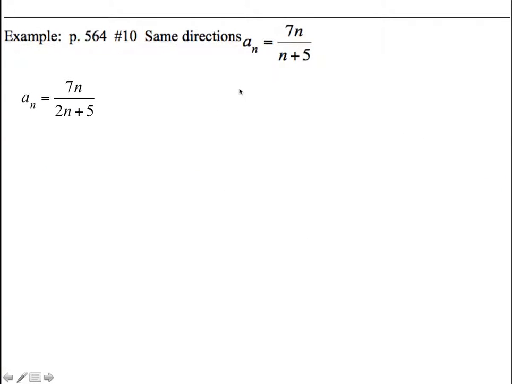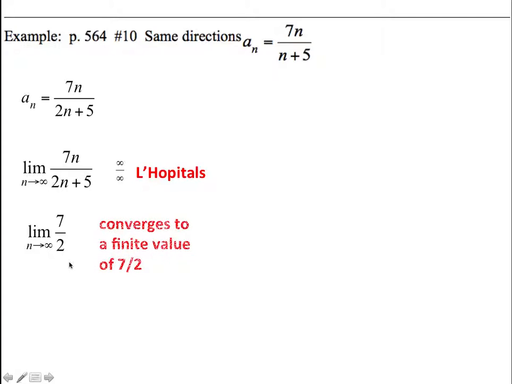Here's another sequence, 7n over n plus 5. Let's go ahead and take its limit to see if it converges or diverges. So I'm going to set up the limit as we take our terms out to infinitely many terms. I do a quick check to see if I have an indeterminate form, and I do. So I know I need L'Hopital's, so I take the derivative of the top and the derivative of the bottom, and I get 7/2. So this sequence converges to a finite value of 7/2.